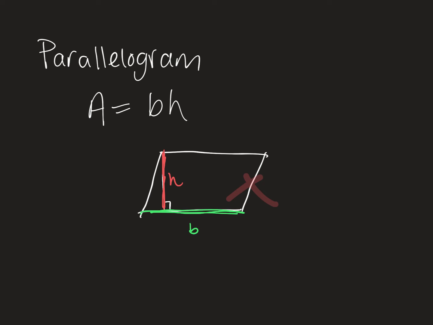All right, so you would just multiply those together. So let's say our base is 7 and our height is 3. So we would multiply those, 7 times 3. So the area of this parallelogram would be 21. So again, remember when finding the area of a parallelogram, your height is always your perpendicular side.